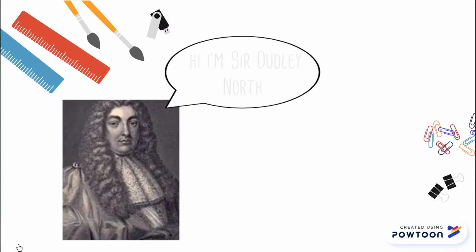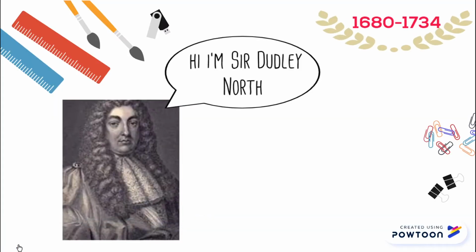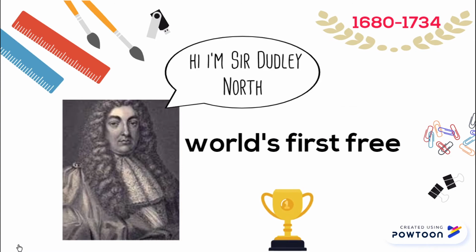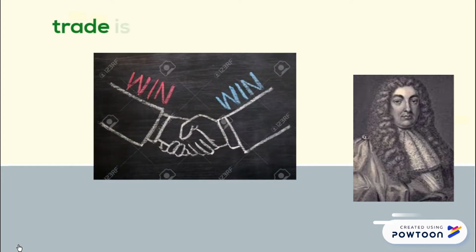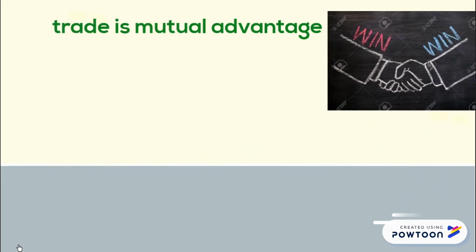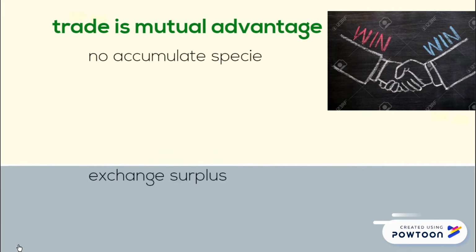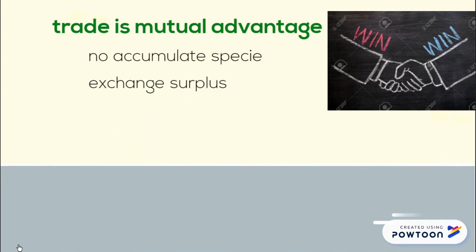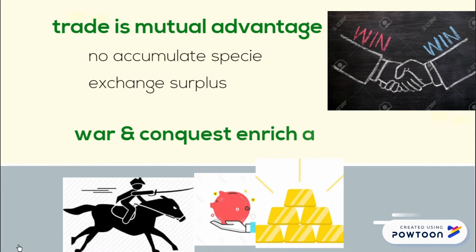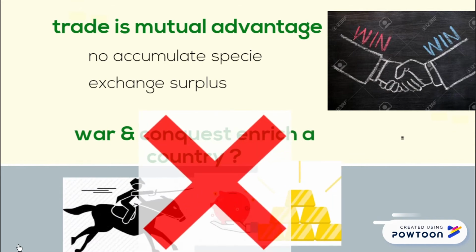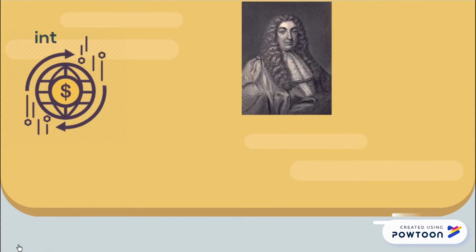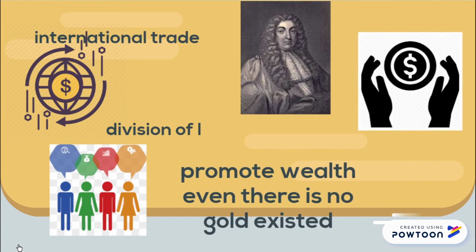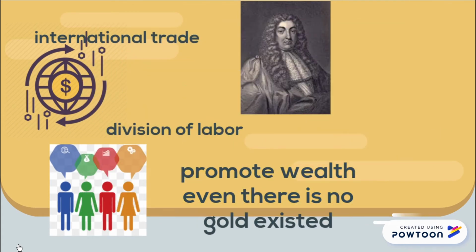Sir Dudley North, born in 1680, died in 1734. He has been called the world's first prominent free trader. He emphasized that trade is of mutual advantage to both sides, which means not to accumulate specie but to exchange surplus. He disagreed with the mercantilist concept that war and conquest enrich the country. He said international trade and division of labor would promote wealth, even if no gold existed.